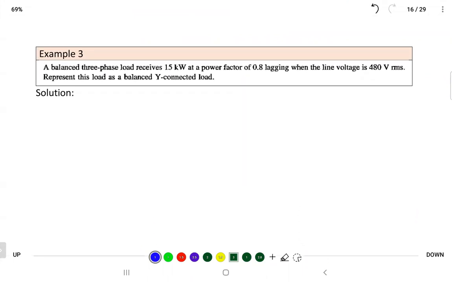Let's look at another way the problem is given. A balanced three-phase load receives 15 kilowatts at a power factor of 0.8 lagging when the line voltage is 480 volts root mean square. Represent this load as a balanced Y-connected load.